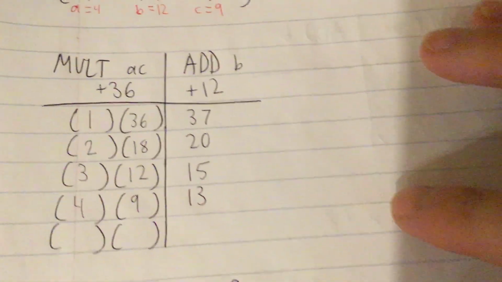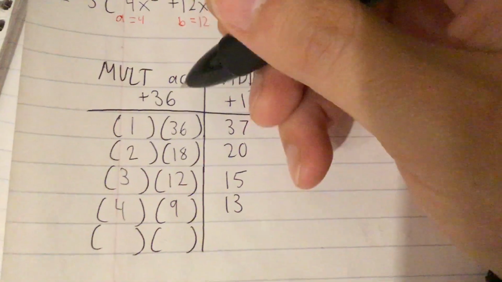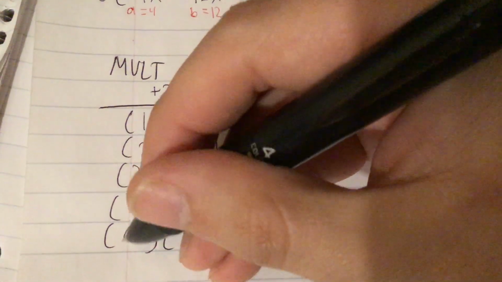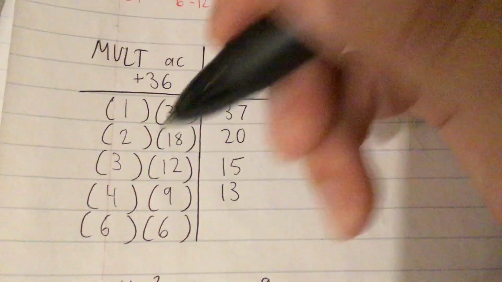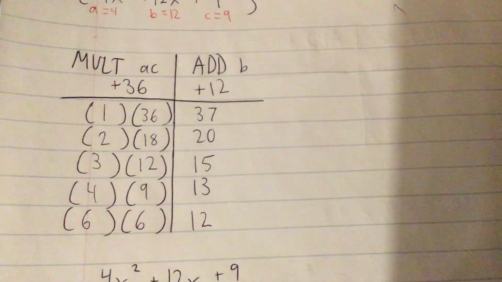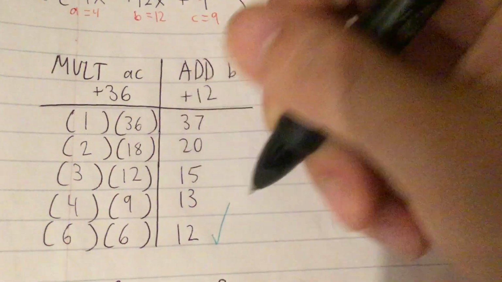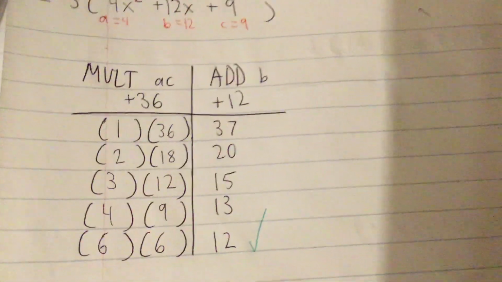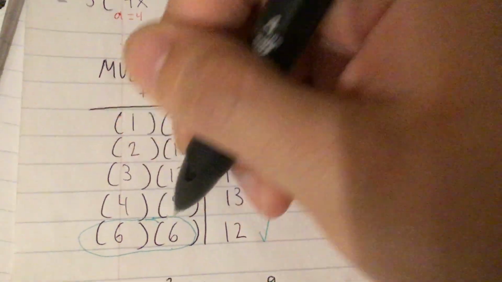5 does not go in there because it'll be a decimal. 6 times 6, rather. 6 times 6 is 36. 6 plus 6 is 12. We have a winner. So what's so special about this winning combination, this positive 6, positive 6?